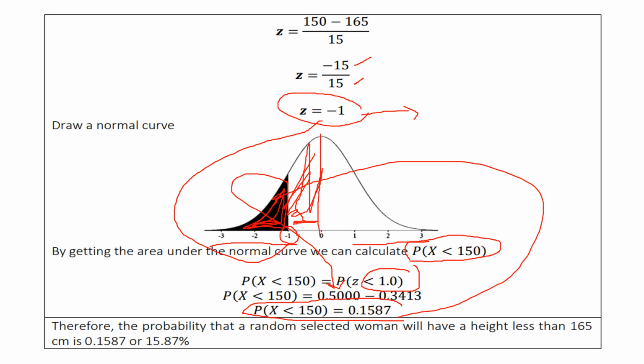Therefore, the probability that a randomly selected woman will have a height less than 150 cm is 0.1587, or if we convert this to percent, we simply multiply 0.1587 by 100, so that will be equal to 15.87%. So our final answer is 0.1587 or 15.87%.